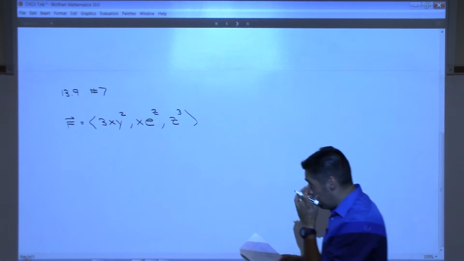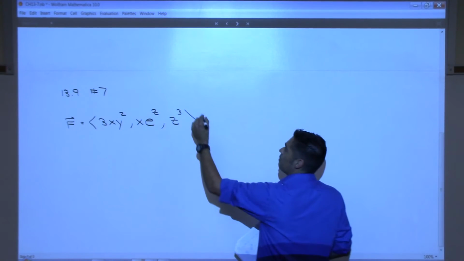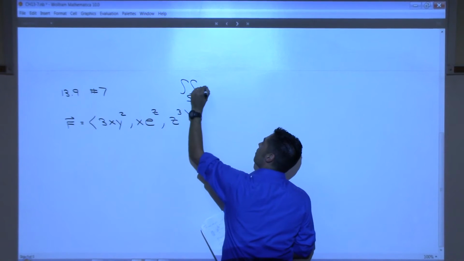Okay, so here we go. We have a field here. We're asked to find the flux over this surface.